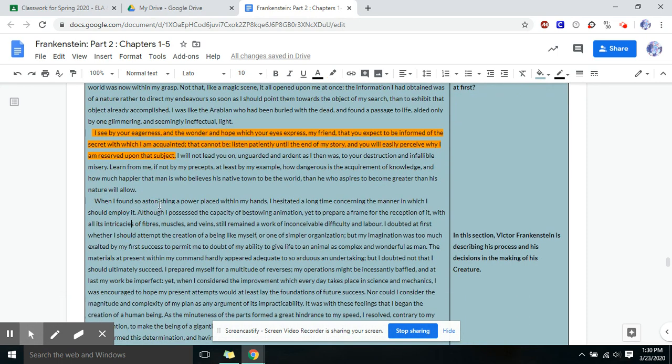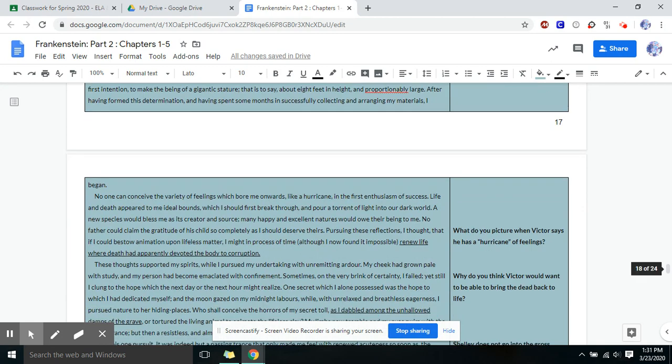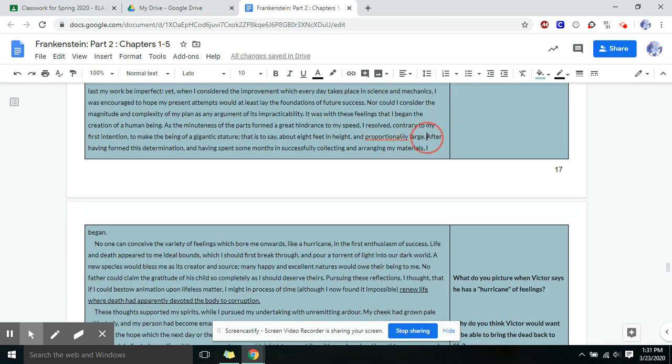"So, when I found so astonishing a power placed within my hands, I hesitated a long time concerning how" he's going to use it. Okay. Now, he's telling us, like, I realized pretty quickly this is going to be really complicated. People have fiber, muscle, veins, and it's not just like you can pick a bunch of random parts and sew them together and it works, right? He has to really think about how complicated this is going to be. Okay. And this is kind of how he comes to the point where he's going to decide to make the creature large.